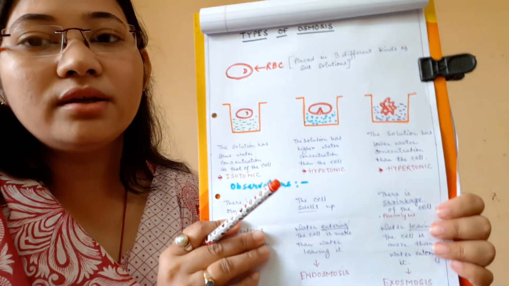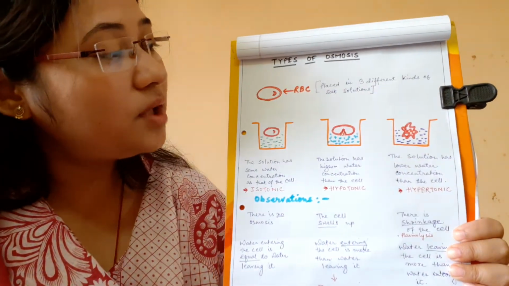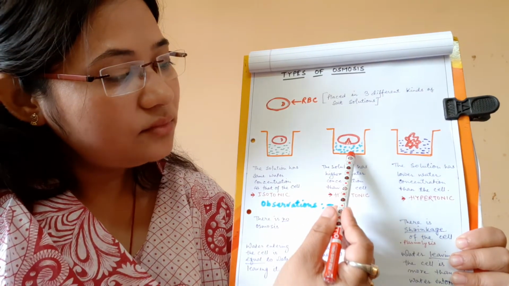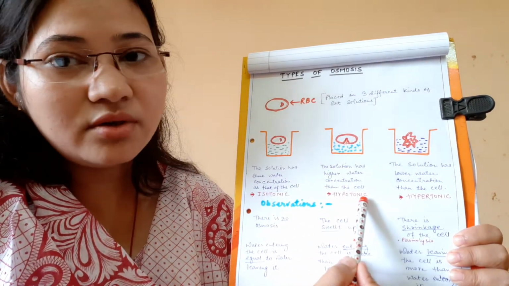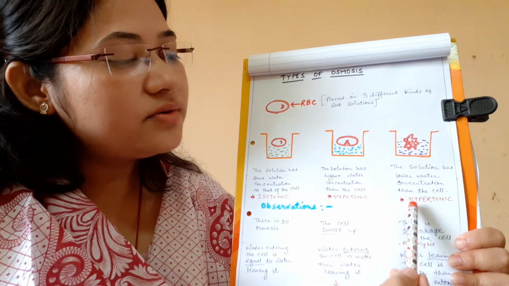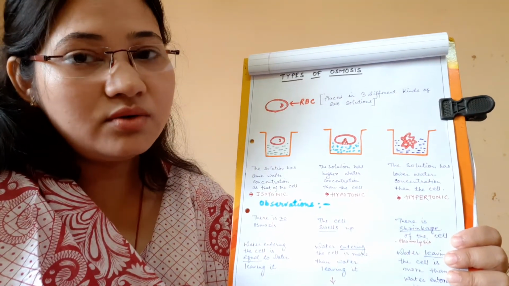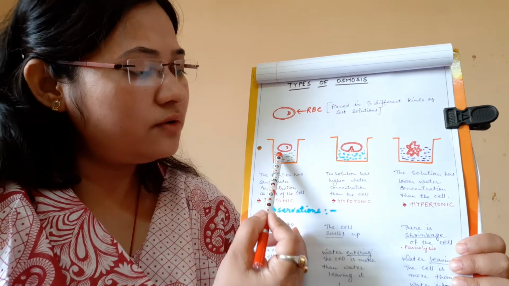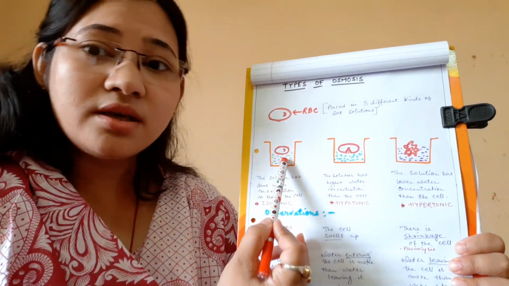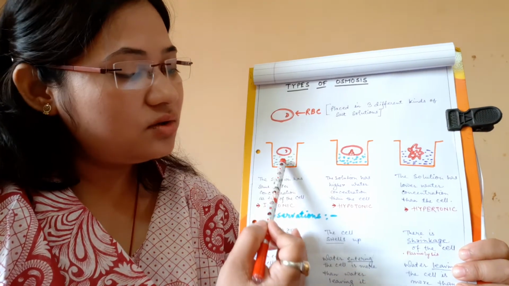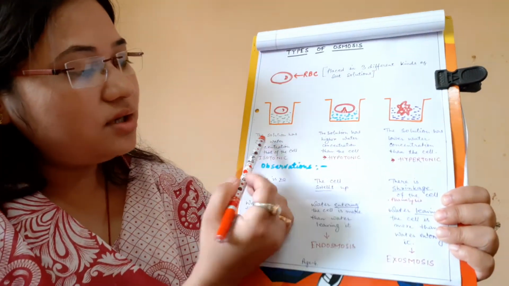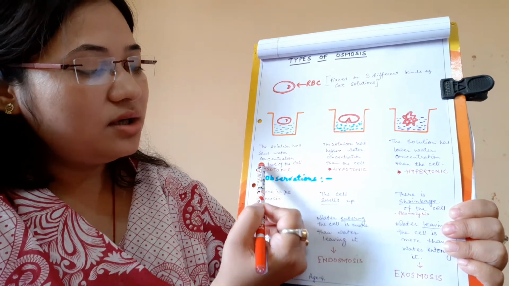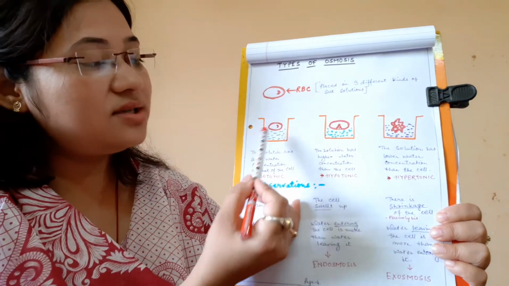Let us see what are the different types of solutions that we have taken here. This is the isotonic solution. In the second case we have taken hypotonic solution. And in the third case we have taken hypertonic solution. Now isotonic means same. That means the concentration of the external medium is similar to the cell, so the concentration is same. We have written here the solution has the same water concentration as that of the cell. So it is isotonic.